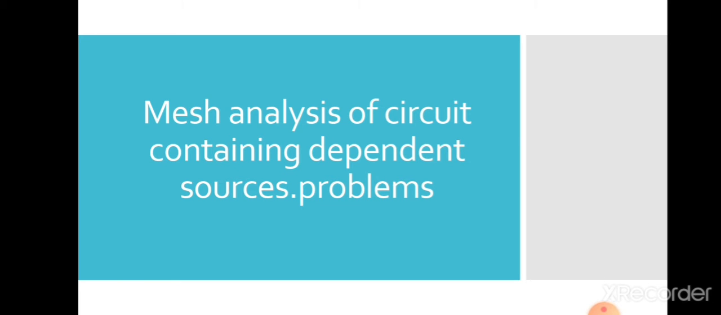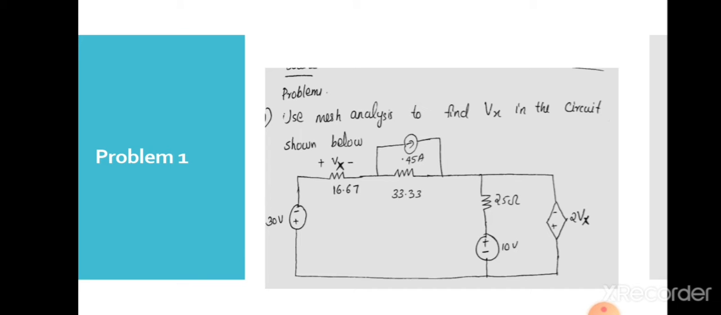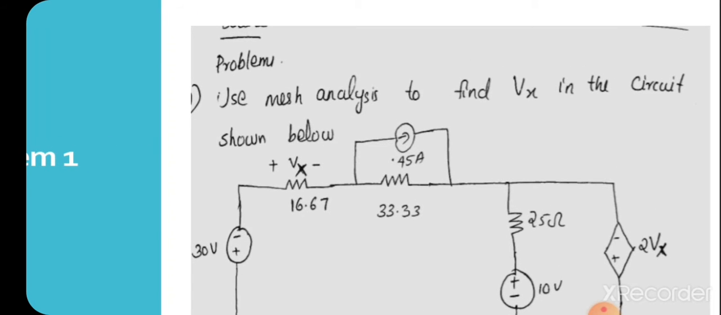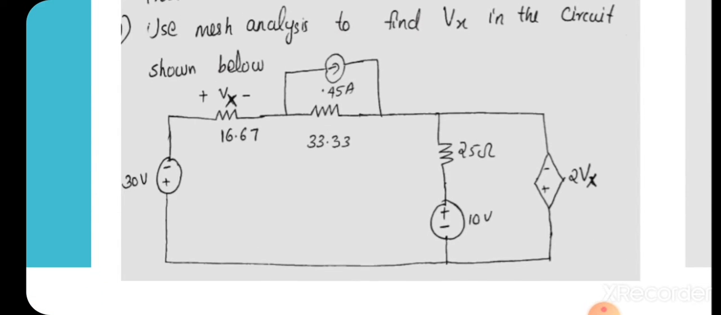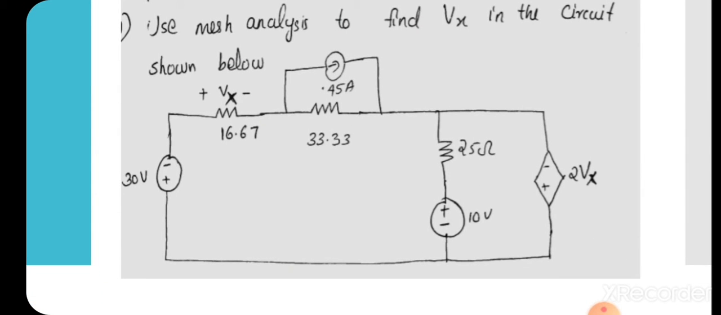So first of all, let us go to a problem. We know the technique to solve a circuit using mesh analysis, that is by simply applying KVL, Kirchhoff's voltage law. So next we will go to a problem, and the question is: use mesh analysis to find Vx in the circuit shown below. The circuit diagram is given, and you are asked to find Vx, that is V suffix x, in the circuit shown below.